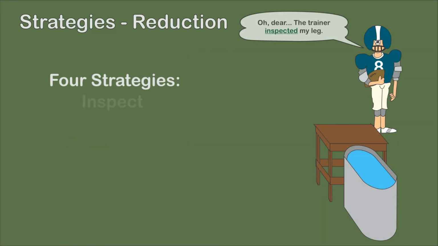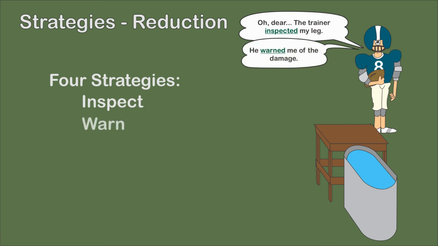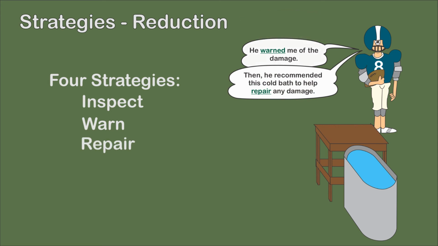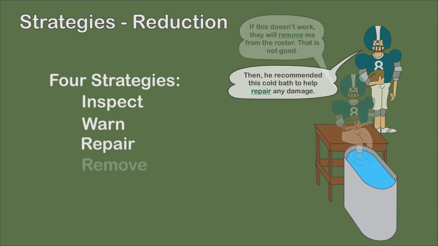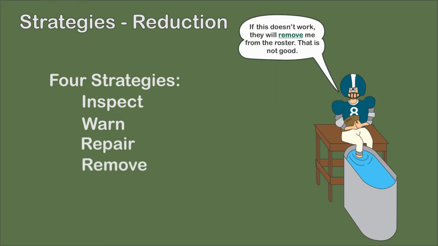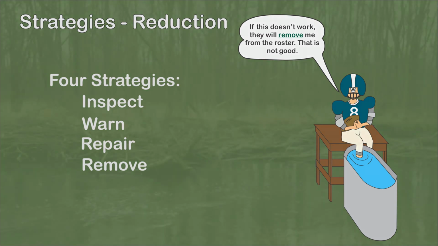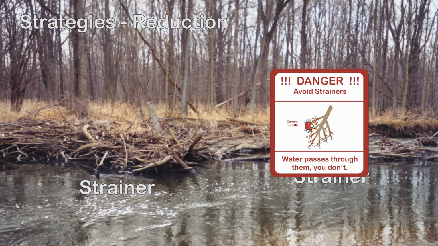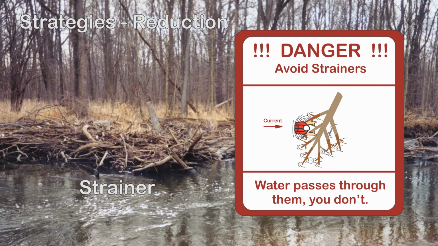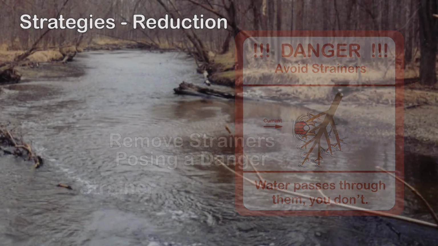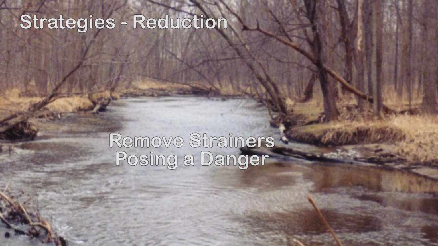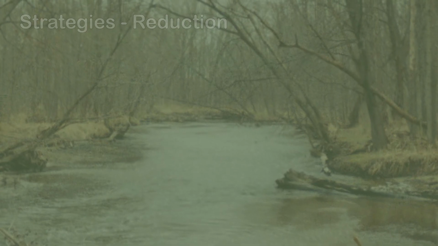Risk reduction focuses on reducing the probability of occurrence or the impact to the organization. Generally, there are 4 risk reduction strategies: inspect, warn, remove, and repair. Winding Rivers can inspect the river for strainers. They can warn customers of their danger. They can remove the strainers from the river. However, repairing strainers is not really feasible.